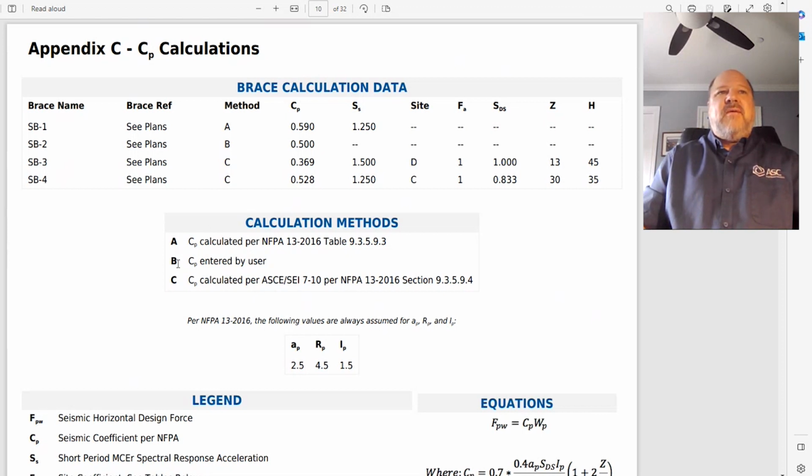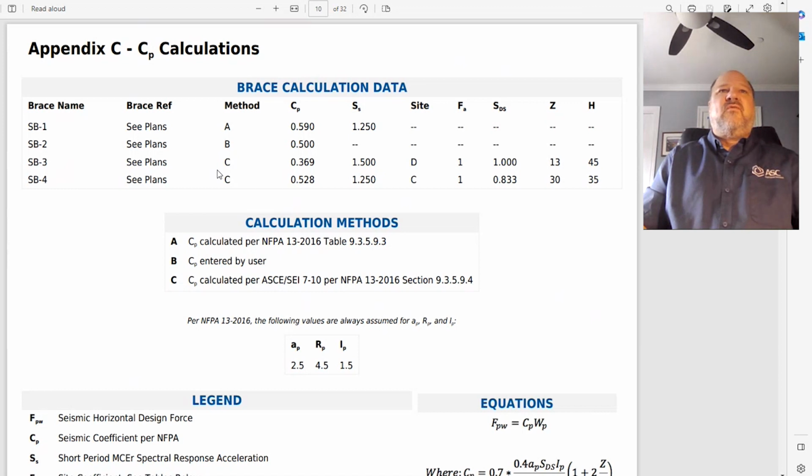And whether you use method A, B, or C, you can see for sway brace 1, I use method A. For sway brace 2, I use method B. And for sway braces 3 and 4, I use method C. When you use A, all you ever do is put in an S sub S and use the table to get a corresponding C sub P. B is you just flat out declare a C sub P, so there it is.